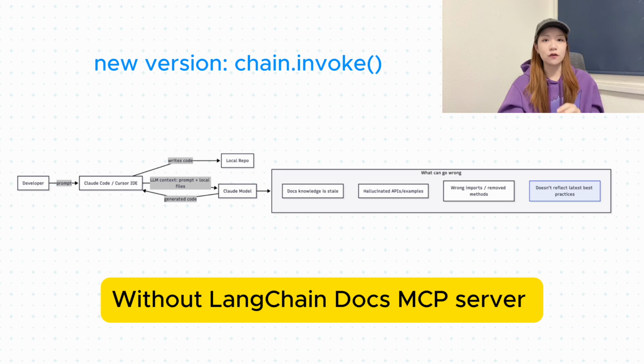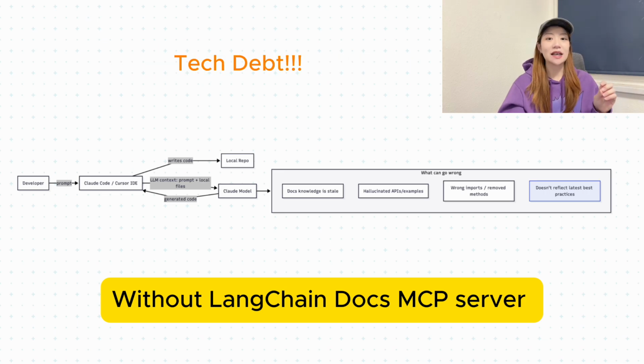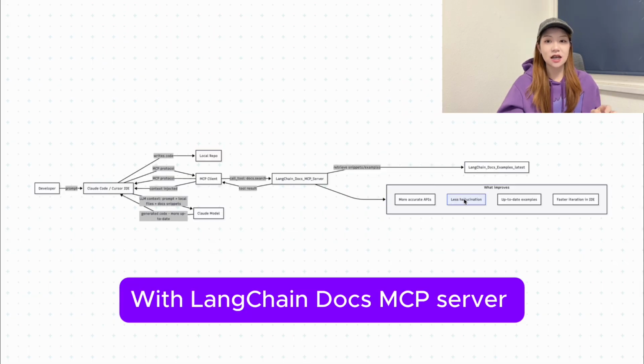If you stay on the old version for too long, you start building tech debt. You miss the new features. Bug fixes only land in newer versions, and when you finally upgrade, okay, everything breaks at once. That's when updates turn into a disaster. So this is why the Docs MCP server exists. It helps the model generate more accurate APIs, fewer hallucinations, up-to-date examples, and code that matches where LangChain is right now. It's not about chasing the newest thing. It's about not falling behind without realizing it.